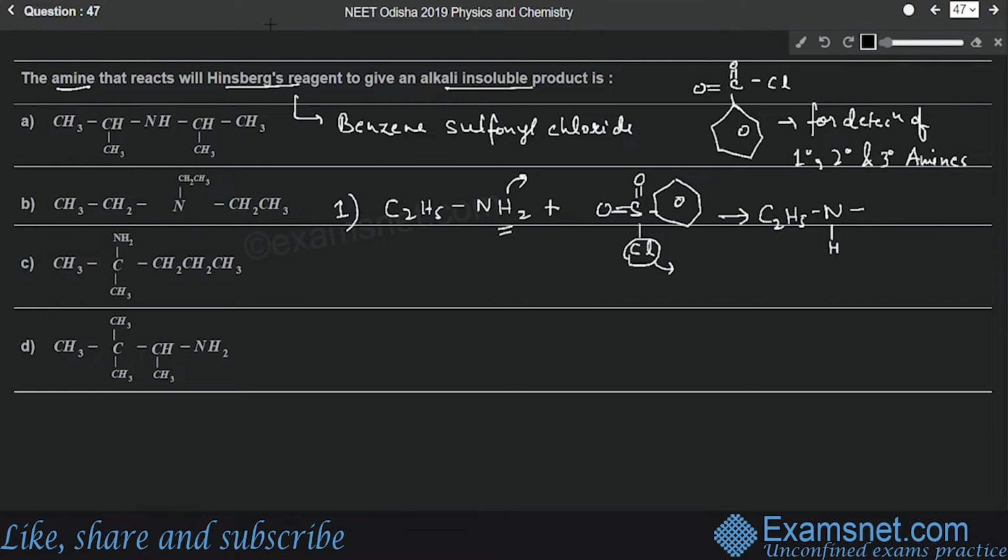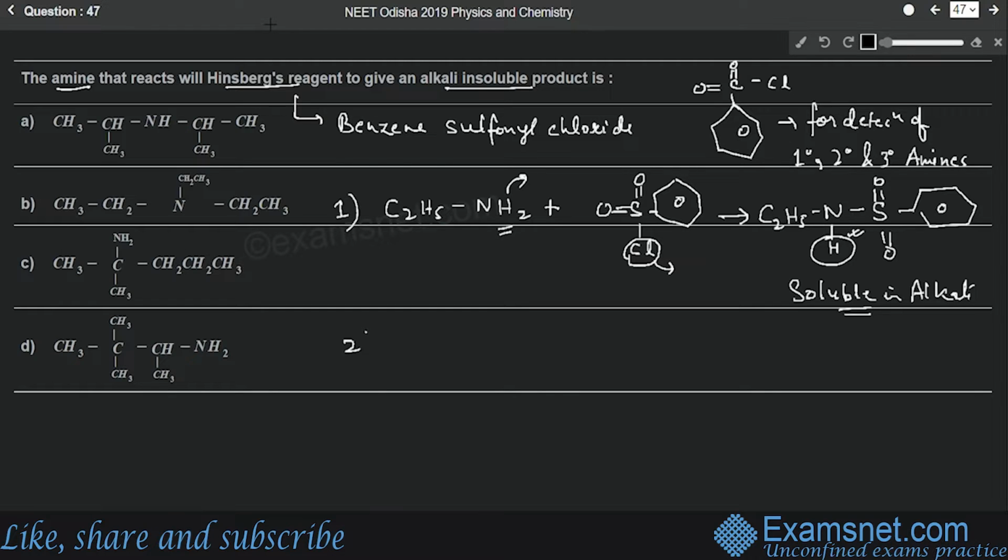And on this side we have sulfur, two oxygens, and a benzene ring. So we can see that we have one hydrogen in this product. This will make the product soluble in alkali. That means in case of primary amine, the product will be soluble in alkali.